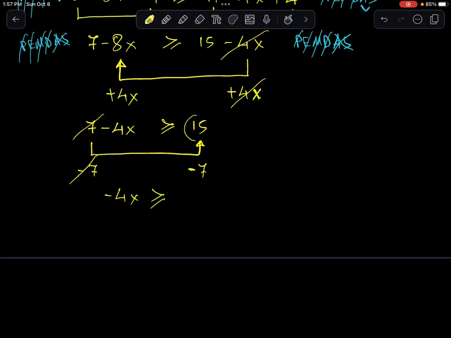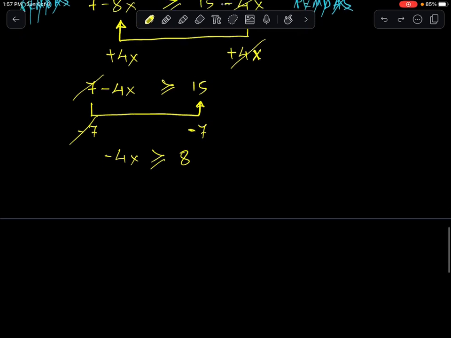Then we'll have 15 minus 7. Obviously it's 8, but if you want to follow the method of adding or subtracting, they have different sign. One is positive, one is negative. You subtract them. 15 minus 7 is 8, and you put the sign of the greatest one, which is 15, and it's positive. So it's plus 8. Okay.